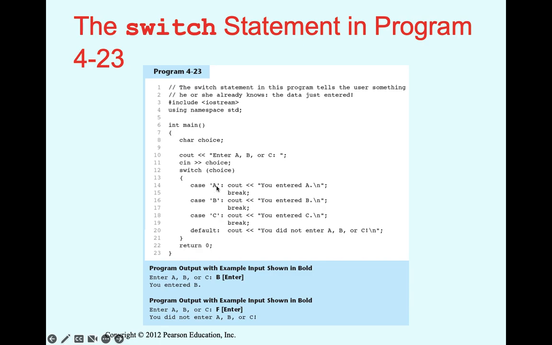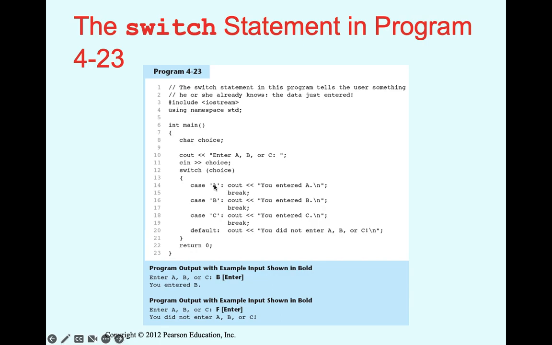If he enters capital A, we print "you entered A" and break. If he enters capital B, we print "you entered B" and break. If you enter capital C, we print "you entered C" and break. And then there is a default case. So how is the switch working? It checks the value of choice.